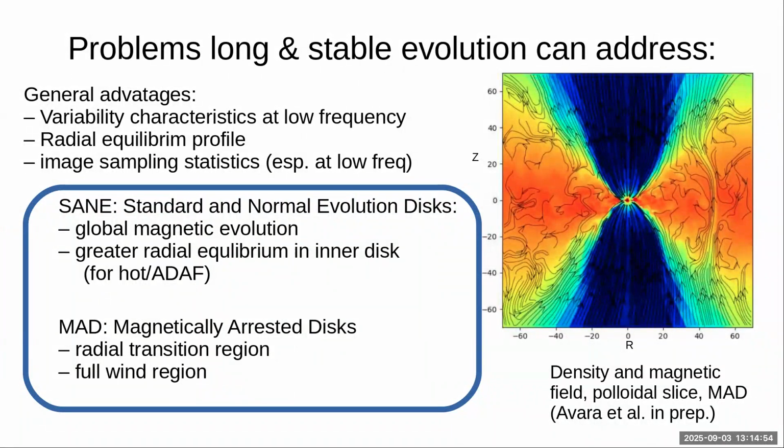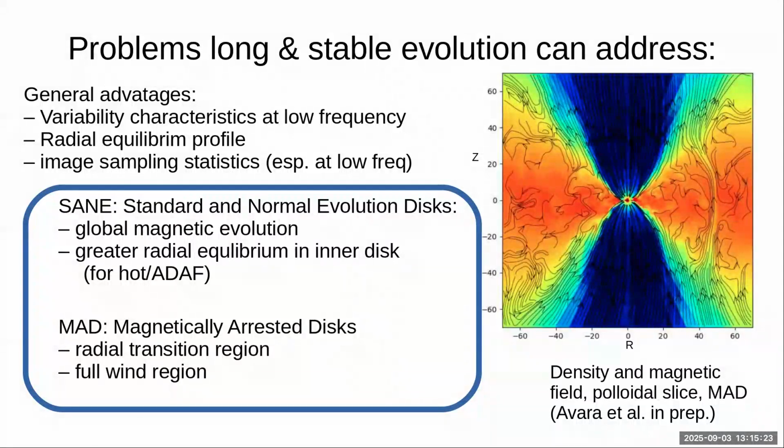And you can also, with a very long and stable simulation, get better image sampling statistics, where you can pick and really see what the full range of images would look like. And that's really important for something like the Event Horizon Telescope, where you might take an image at a particular time where the horizon or the black hole is actually lensing a flare of emission from one particular piece of the disk. And that can change the entire profile.